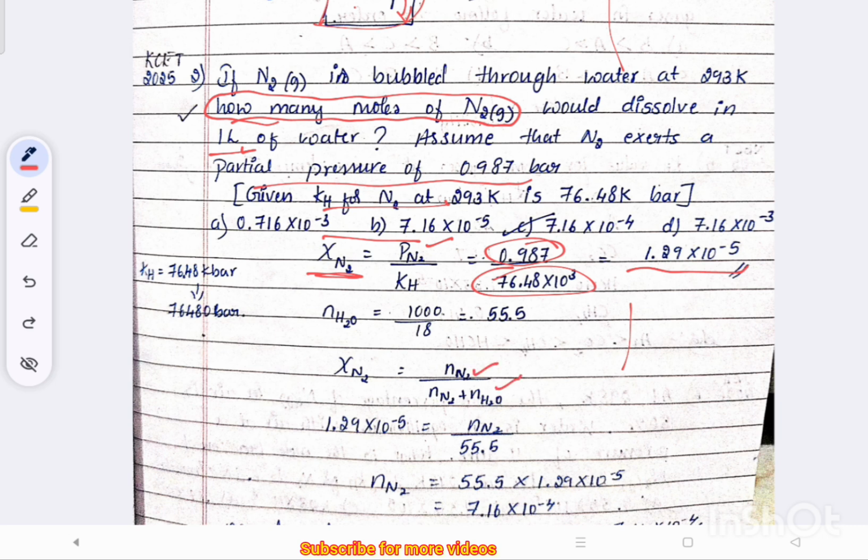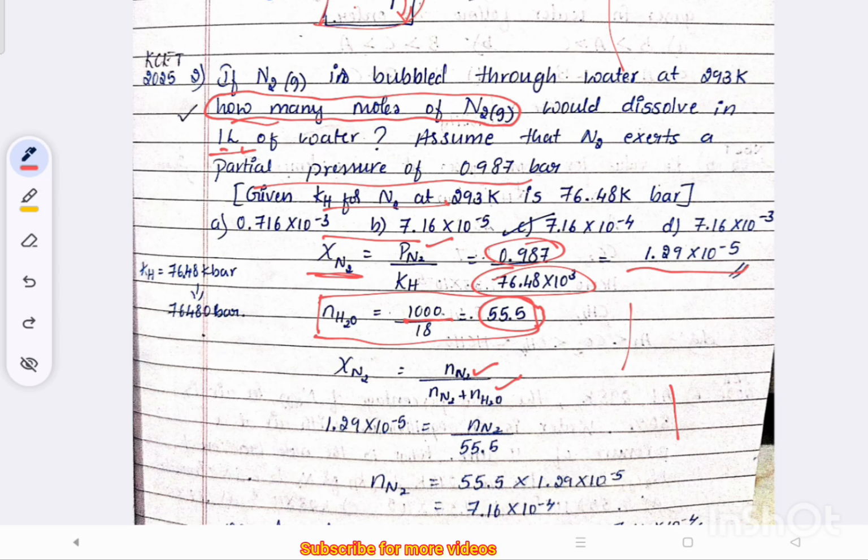So the number of moles of water we'll calculate first. Number of moles of water: the given mass is 1 liter, 1 liter is equal to 1000 gram, divided by the molar mass of water which is 18. 1000 by 18 is 55.5. Got it. Then next, this is a diluted solution.